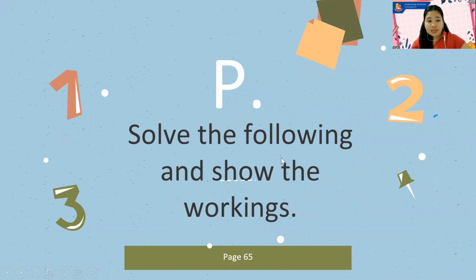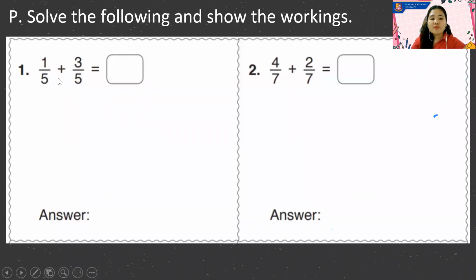Last exercise, letter P. In letter P, we have to solve the following and show the working. So we have to show how did we solve the problem. So that is on page 65. Okay. Number 1, 1/5 plus 3/5. So when you solve that, same denominator, then you add 1 plus 3. So 1 plus 3, the answer is 4/5.